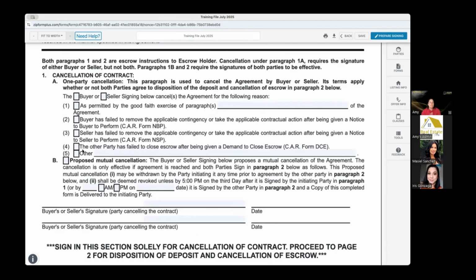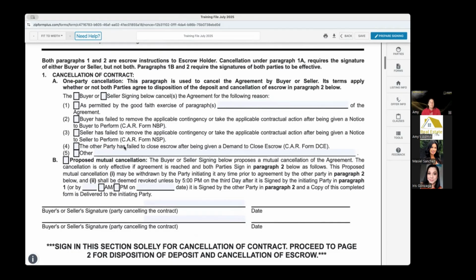Okay, and then either party can use 4. The other party has failed to close escrow after being given a demand to close escrow. Or there's line 5, other. Okay, so buyer or seller boxes get checked. Buyer's either going to select box 1, box 3, or box 4. Seller, if we check this box, the seller is going to select either 2 or 4.